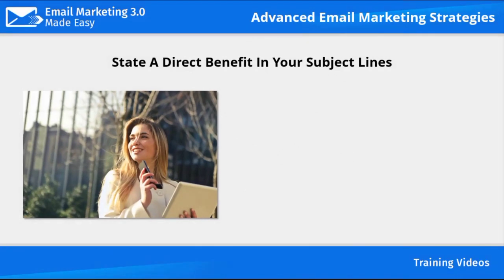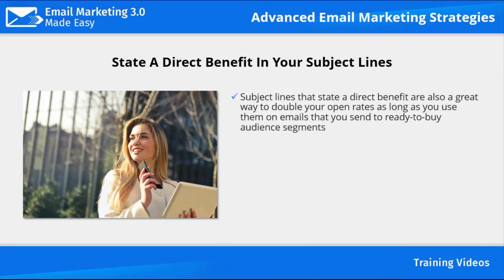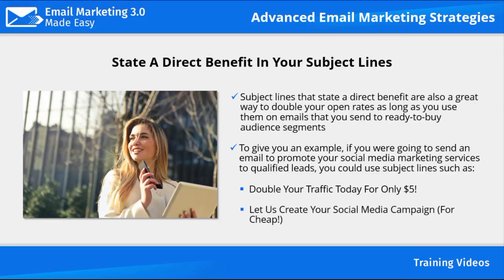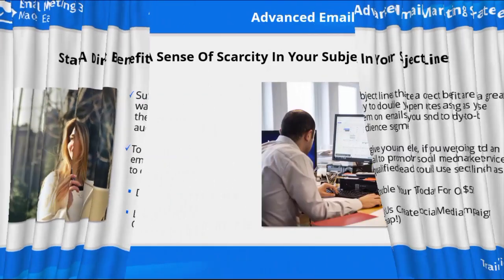State a direct benefit in your subject lines. Subject lines that state a direct benefit are also a great way to double your open rates, as long as you use them on emails that you send to ready-to-buy audience segments. To give you an example, if you were going to send an email to promote your social media marketing services to qualified leads, you could use subject lines such as: double your traffic today for only $5. Let us create your social media campaign for cheap.